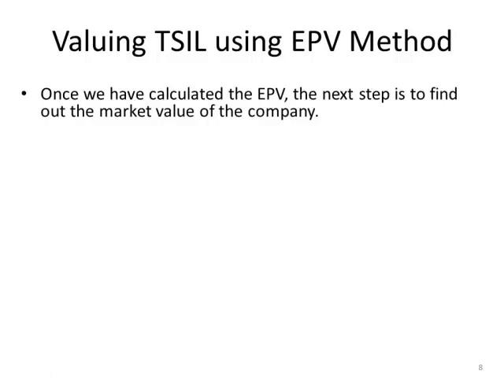So we're not done yet. Once we have calculated the earnings power value, the next step is to find out the market value of the company. Now we need to think about how to translate this value into the value per share, the intrinsic value of the company on a per share basis, which is ultimately going to decide whether we should invest in this company or not.